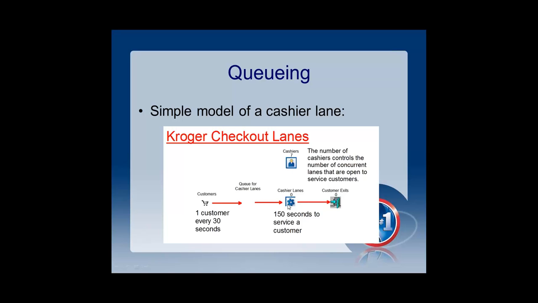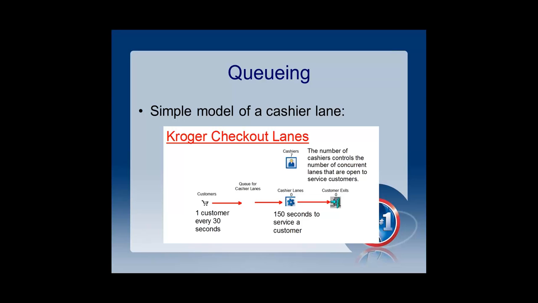There's a number of checkout lanes, and that's controlled by how many cashier resources I want to give them. I've got a processing time like 150 seconds on average to service a customer. You can change your different distributions, being an exponential, a normal, depending upon what your application looks like. So this was a simple model that you can put together and show them.